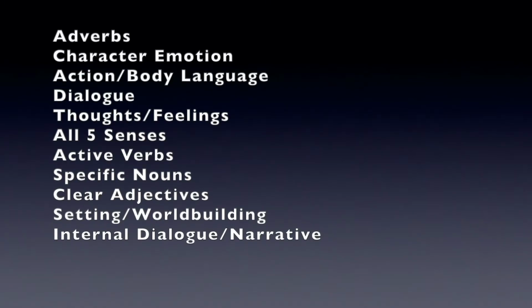So to overview everything that we talked about, some of the areas that you may want to check for showing and not telling are adverbs, character emotion, action and body language, dialogue, thoughts and feelings, using all 5 senses, using strong and active verbs, using specific nouns and clear adjectives, setting and world building, internal dialogue or narrative.